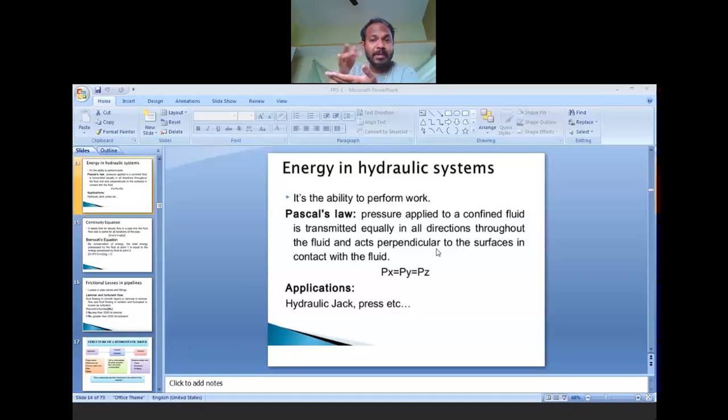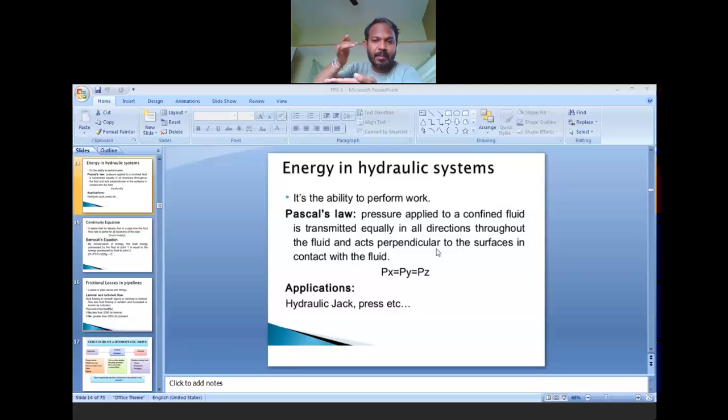is transmitted undiminished. Actually, I'm so sorry, I should have given one more word. Undiminished. Undiminished means if you're applying 2 newtons of load, it will be transmitted undiminished. That means the same 2 newtons will be applied at the bottle equally.